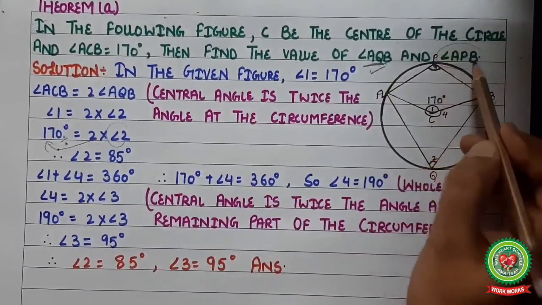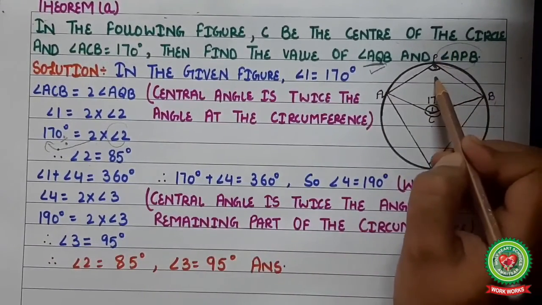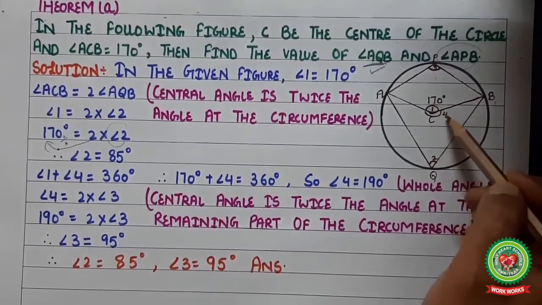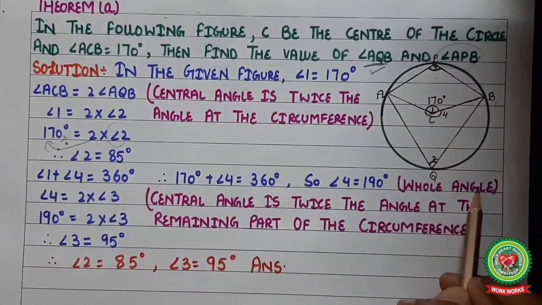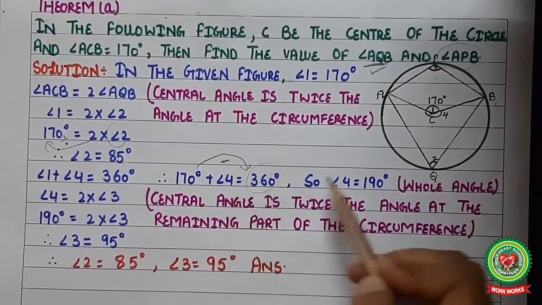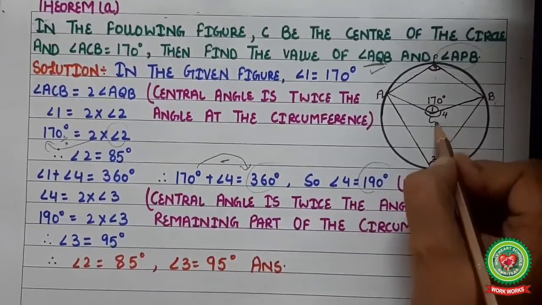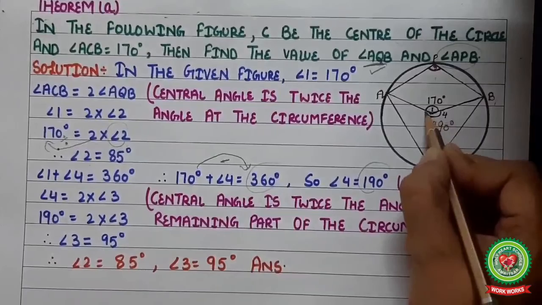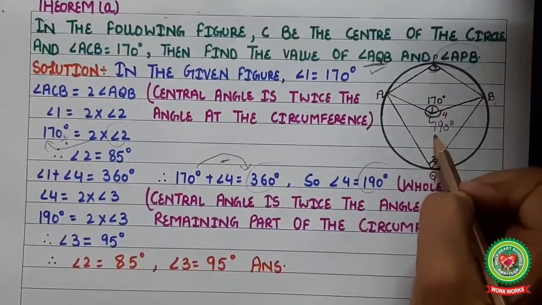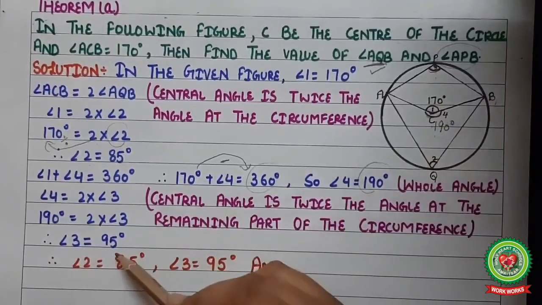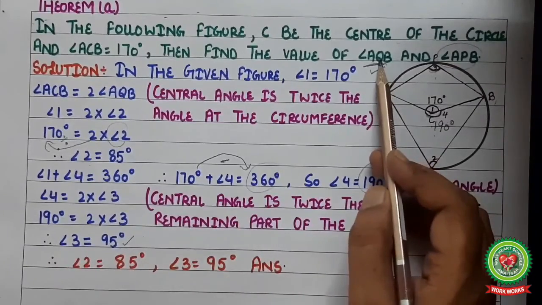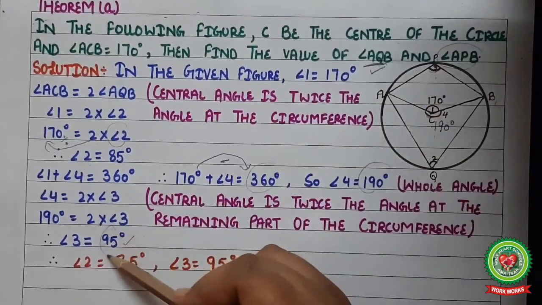Now we have to find angle APB. It means we have to find angle 3. Now children, angle 1 plus angle 4: these both angles together make the whole angle, so their sum will be 360 degrees. From here we can find angle 4 by shifting. So angle 4 is 190 degrees. This angle is 190 degrees. Same way, see the face. Its face is down, so the angle at the circumference will be half of it. So what will be angle 3? Half of 190 degrees, it is 95 degrees. So the first part answer is 85 degrees and the second part answer is 95 degrees.